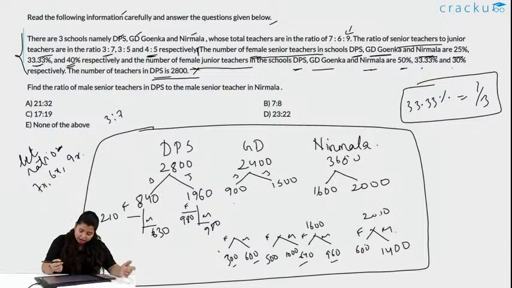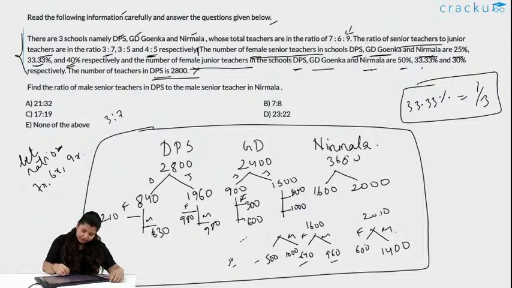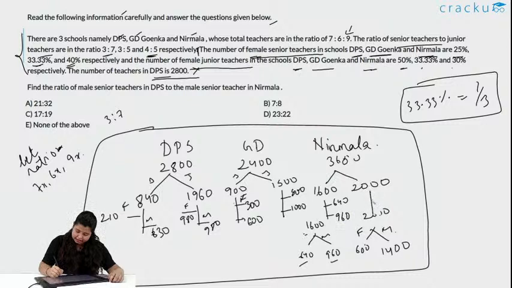Am I clear how we got all the data extracted? Please let me know if you are not clear with it. Again this is female, this is 300 and male is 600. Similarly, female is 500 and male is 1000. Right now, I am just writing the data. Again here it is 640 and 960 and here it is 600 and 1400.